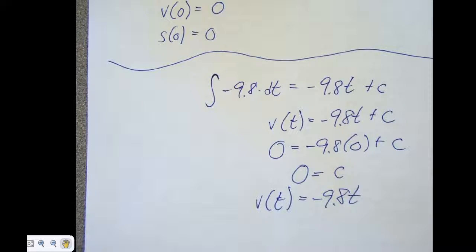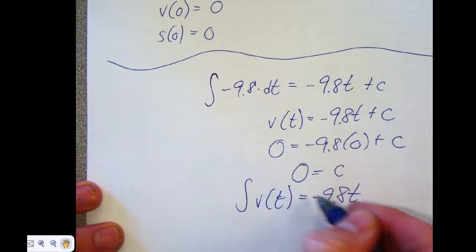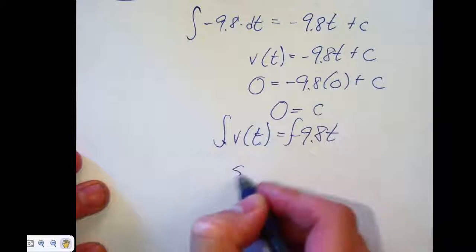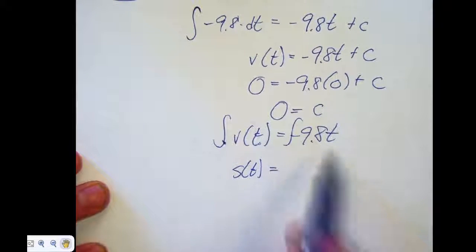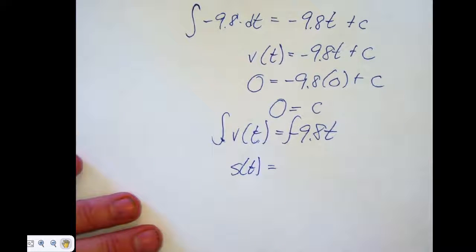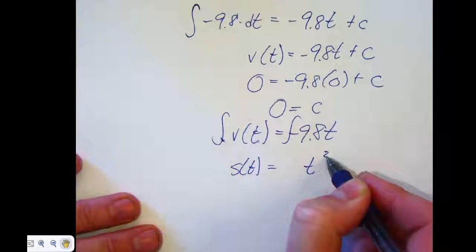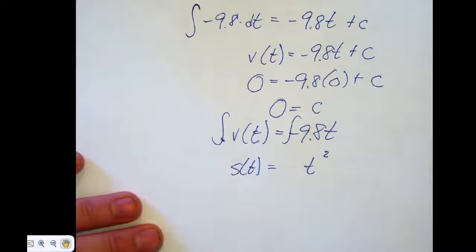Well, I want a position though, so we just got to do that process again, because I have to go another level up. Are we good on this level? Yes. So if I go up a level, I'm going to integrate those. So what's the integral of velocity? 9.8t. Add 1 to the power. Multiply by the reciprocal of the new power, so what do you get?